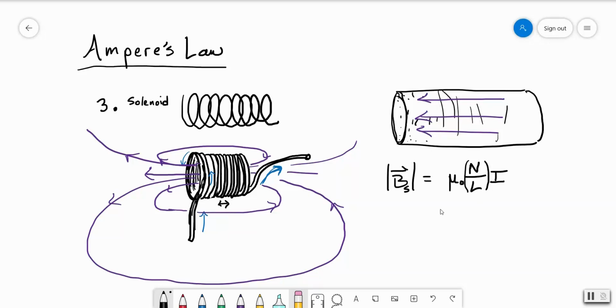Now here's an interesting feature. Nowhere in this equation does it say anything about the radius of the solenoid. So as long as we have a solenoid that is effectively perfect, in other words, much longer than it is wide, then this equation holds everywhere in the solenoid. It is the same magnetic field strength right in the middle of the solenoid as it is right at the edge of the solenoid. It is a constant magnetic field everywhere inside.